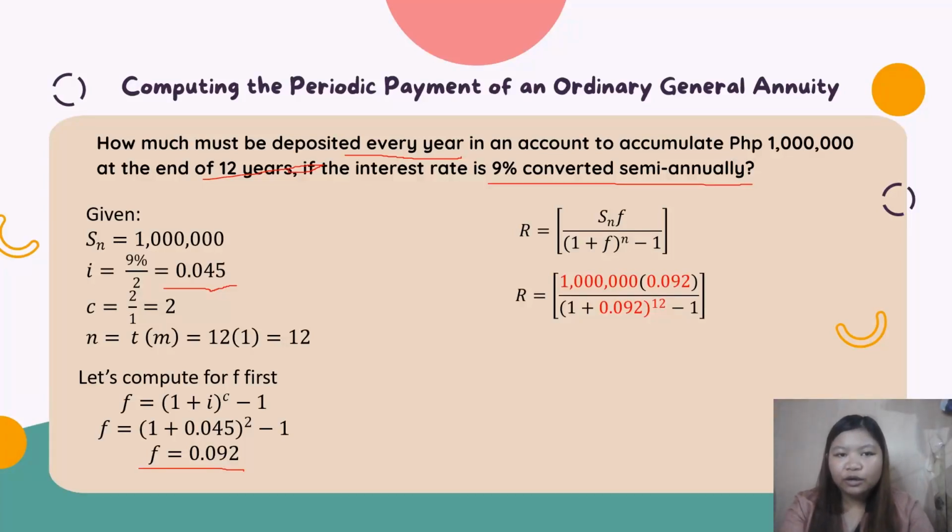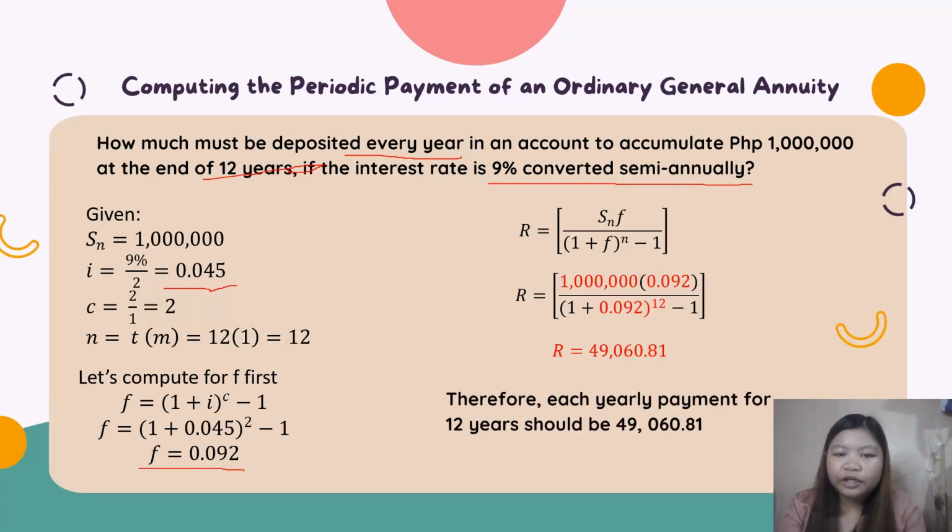So the answer, or the periodic payment of this problem, is 49,060 pesos and 0.81. Therefore, each yearly payment for 12 years should be 49,060 pesos and 0.81.